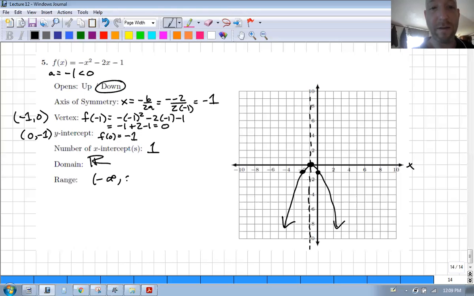Negative infinity up to 0, right? Square bracket on the 0 because this point is on the x-axis. All right, we are including 0.